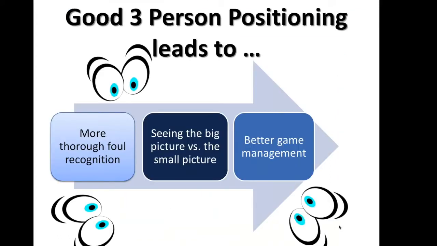Because we are working as a unit of three and not two, we will see more fouls simply because we have more eyes on the ball. Seeing the big picture will also help us determine not just the play at the ball, but the next possible play and be prepared for it. We also have opportunity to better manage the game.